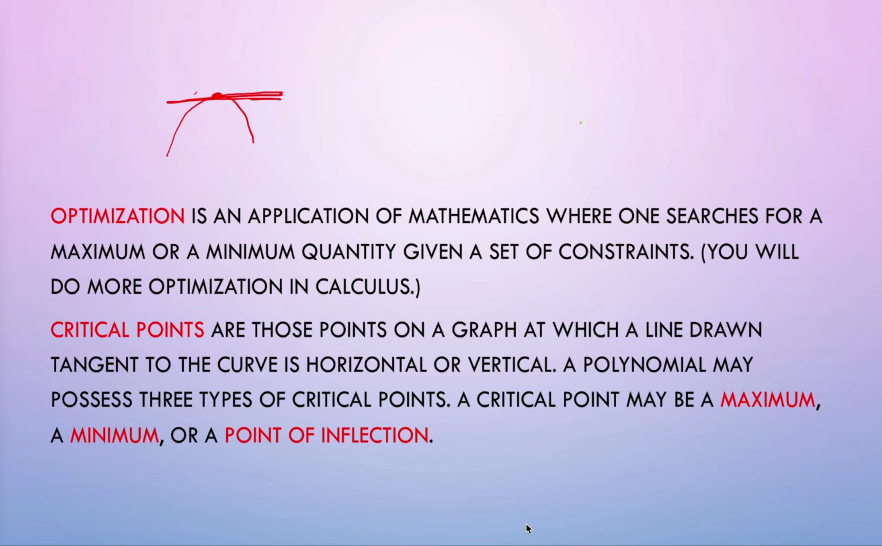So this would be a very bad drawing of a graph with a horizontal tangent line. We could also have something that looks like this, which is going to have a vertical tangent line at some point. And that vertical tangent line is going to go through the curve, because there's no way to draw it that doesn't go through it.